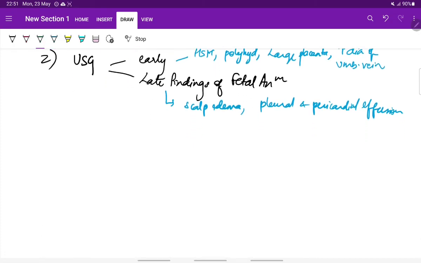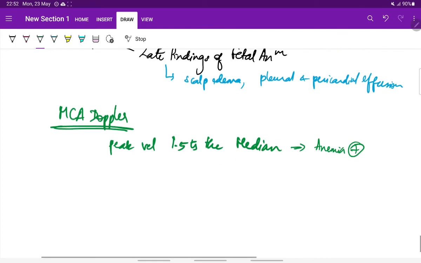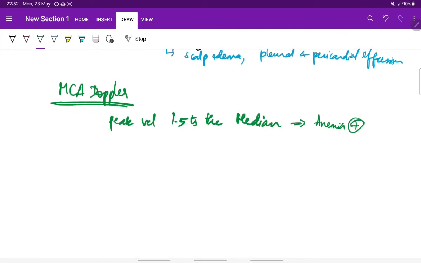Next, we also perform the middle cerebral artery Doppler. If the peak velocity is 1.5 times the median value, it is considered that fetal anemia is present. This is middle cerebral artery Doppler.